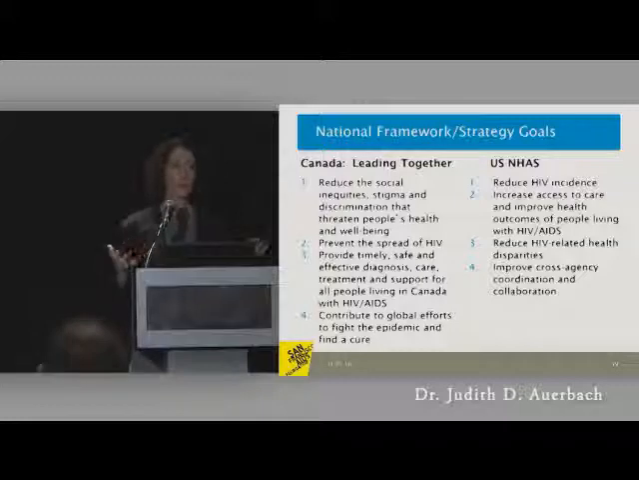And some version of reducing inequalities and disparities, which is the word we tend to use in the States, that have to do with race, sex, class, ethnicity, and geographic location. And then we have the ever-present need to improve our cross-agency collaboration. But that's actually the stated goal in our plan.